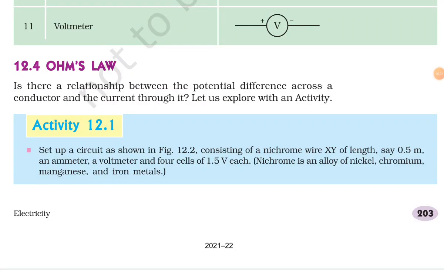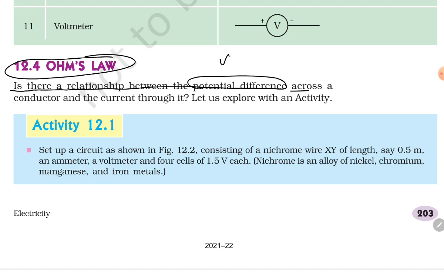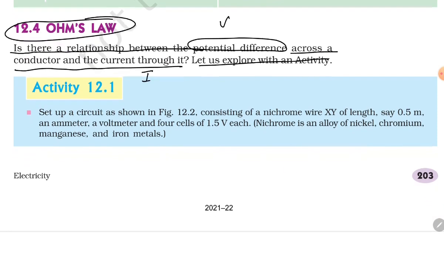Hi students, let us try to understand Ohm's law from the NCERT book. What is Ohm's law? Is there a relationship between the potential difference, that is V, across a conductor and the current I through it? Let us explore with an activity.